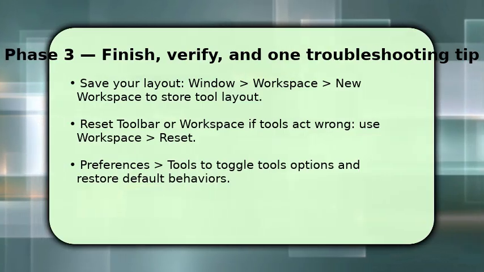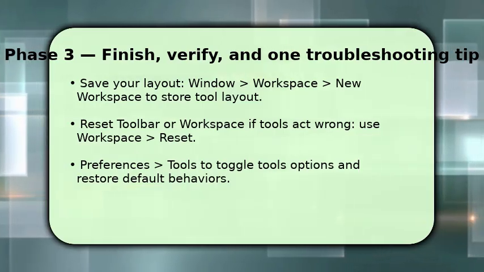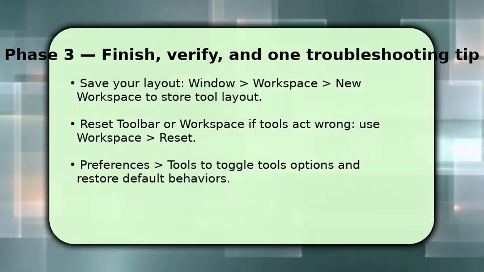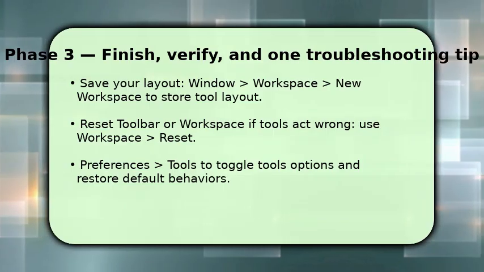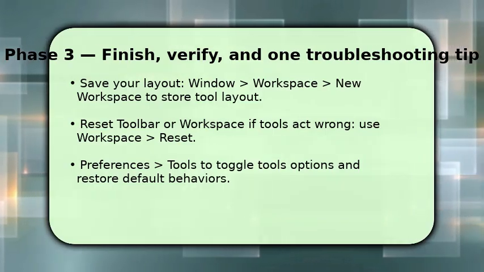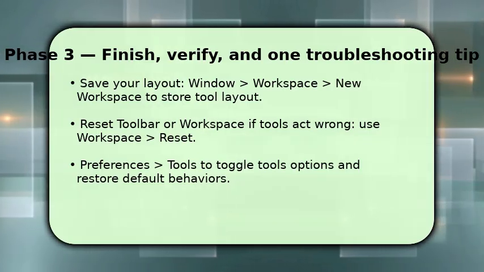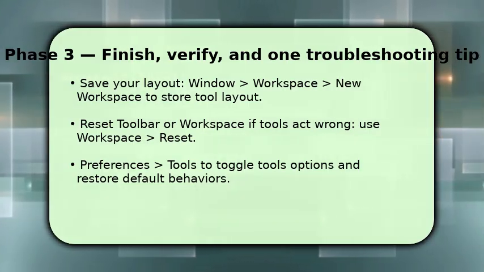If a tool behaves oddly, use Workspace, Reset to restore defaults, then check Preferences, Tools for option toggles that affect tool snapping and cursors. If problems persist, restart Photoshop with Shift held to clear temporary states. This often fixes missing icons or palette glitches quickly.